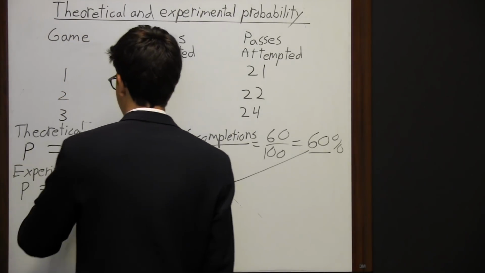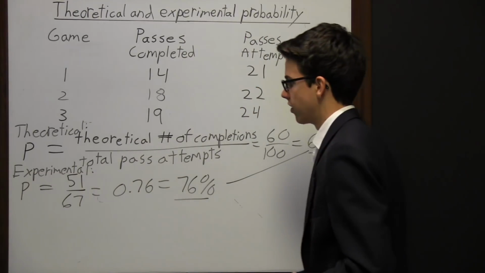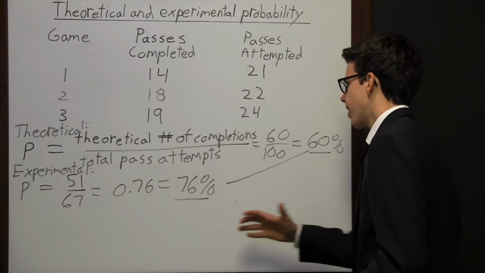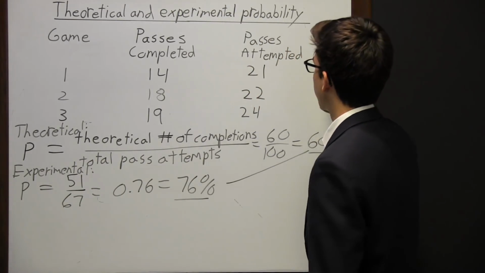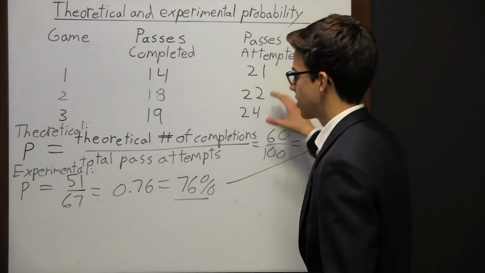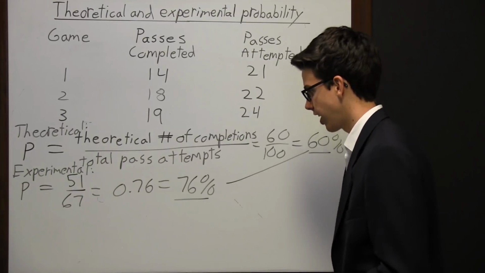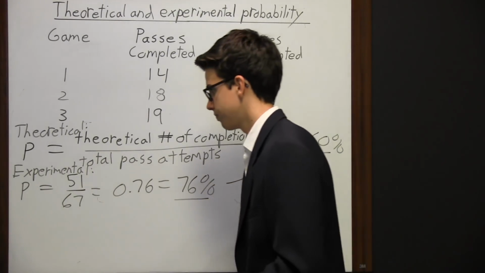Theoretical probability is calculated by just looking at the odds of what's going to happen. So somebody could examine this quarterback's throwing ability, look at his opponents, and say, okay, the theoretical probability here is that he'll complete 60% of his passes. But then when it's all said and done, we have experimental probability, which is what he actually did, which is a 76% chance.